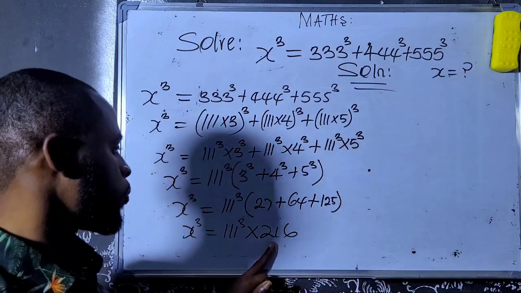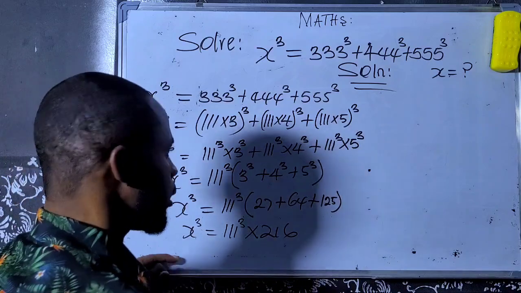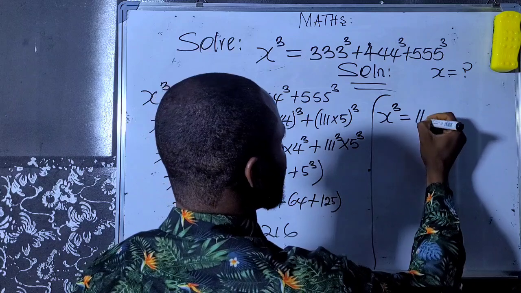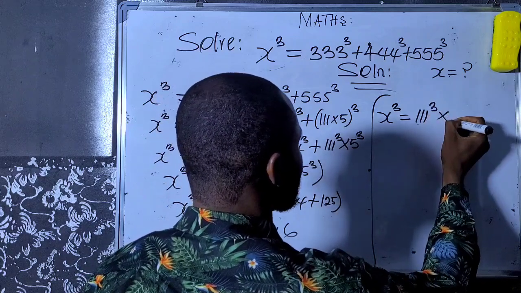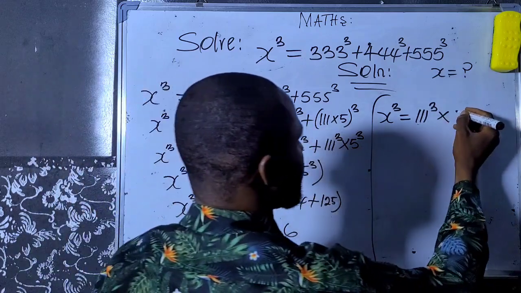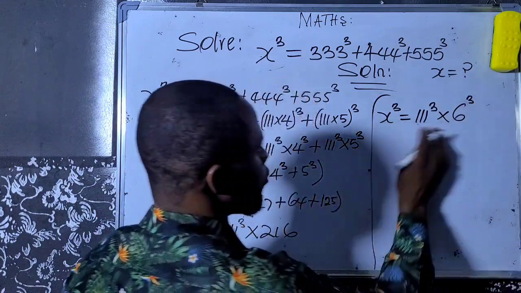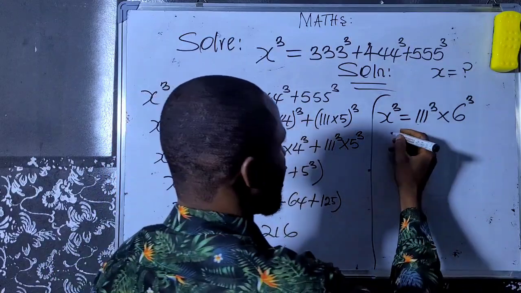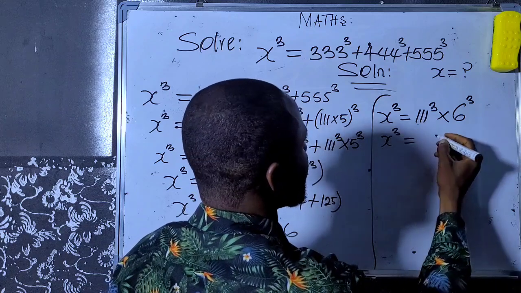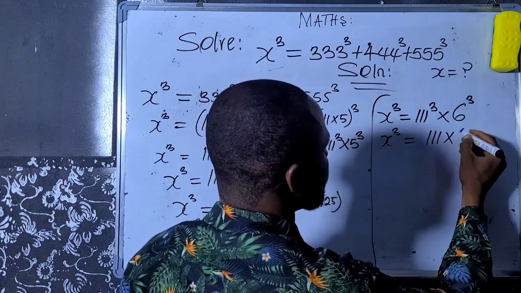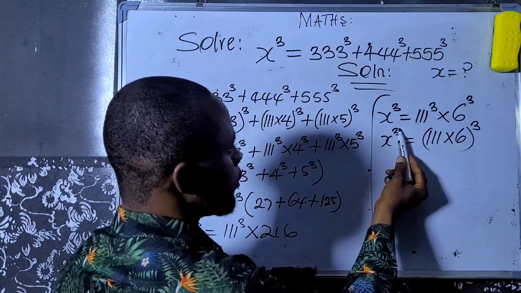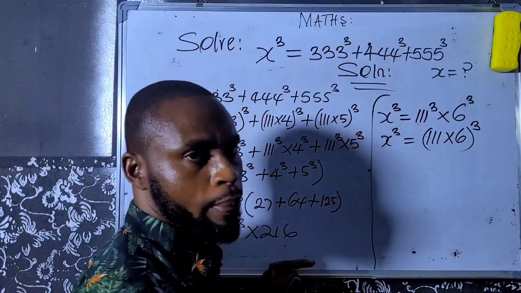Now, we can also express 216 in the power of 3. In that case, we are going to have here that x to the power of 3 equals 111 to the power of 3 multiply 6 to the power of 3, since 6 to the power of 3 will give us 216. Then we can still simplify this, and you're going to have here x to the power of 3 equals 111 multiplied by 6 to the power of 3. Here now, since the powers are the same, we are going to equate the pairs.